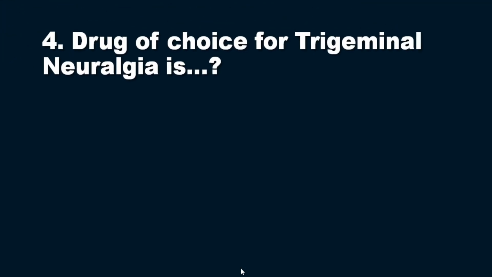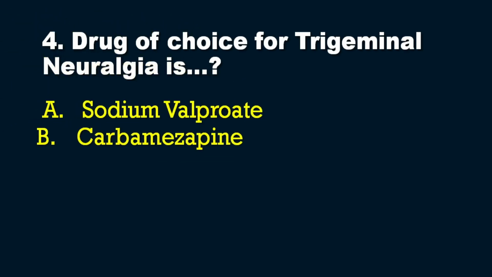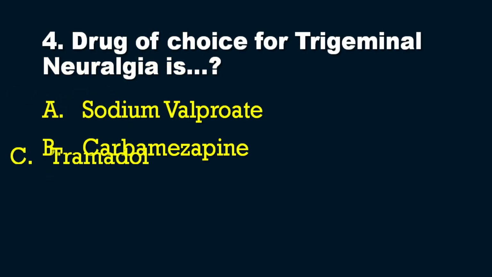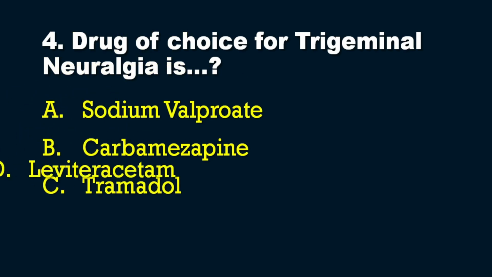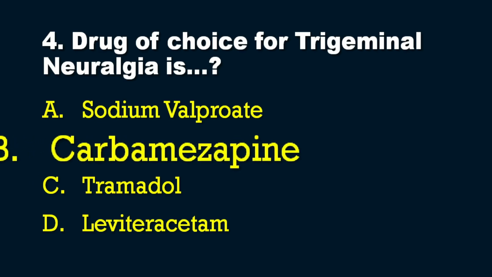The drug of choice for trigeminal neuralgia. This is a very frequently asked question in competitive examinations. Drug of choice for trigeminal neuralgia. The first option is sodium valproate. The second option is carbamazepine. The third option is tramadol, and the final option is levetiracetam. Which among the following is the drug of choice for trigeminal neuralgia? It's an easy question. The answer is option number B, that is carbamazepine.